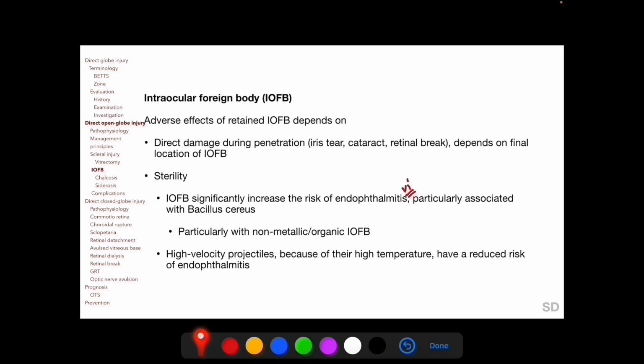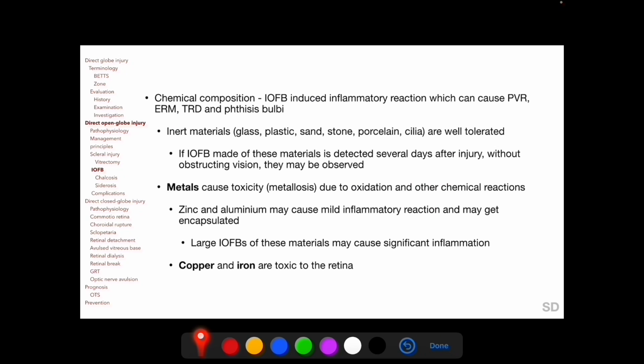On the other hand, high-velocity projectiles, because of their higher temperatures, have a reduced risk of causing endophthalmitis. Another factor is the chemical composition of the intraocular foreign body, which may induce an inflammatory reaction which can cause proliferative vitreoretinopathy, epiretinal membrane, traction retinal detachment, and phthisis bulbi.